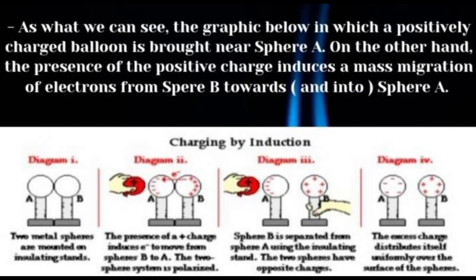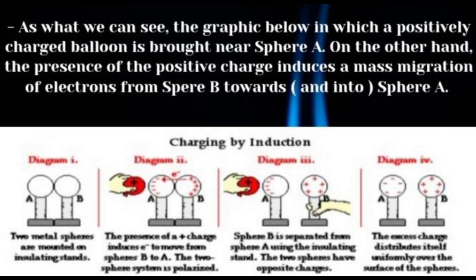So now let's go to the third diagram. As we can see there, sphere B is separated from sphere A using the insulating stand, wherein the two spheres have opposite charges. With the positively charged balloon still held near sphere A, sphere B is physically separated from sphere A, and the excess positive charge is uniformly distributed across the surface of sphere B, as we can see in the third diagram. On the other hand, the excess negative charge on sphere A remains crowded towards the left side of the sphere, positioning itself close to the balloon.